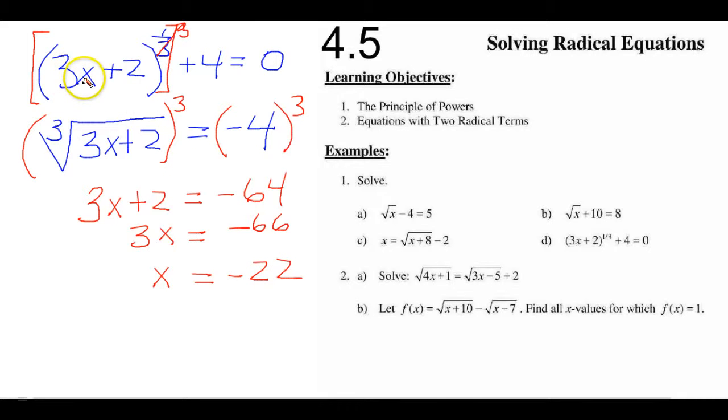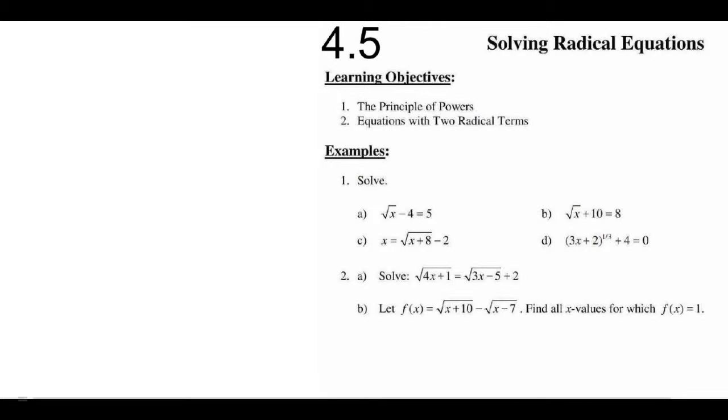And if you put a negative 22 in there, you get a negative 66. Plus 2 is a negative 64. The cube root of a negative 64 is a negative 4. Negative 4 plus 4 equals 0. Or negative 4 equals negative 4. So this one checks and it's a good solution. Let's go on.